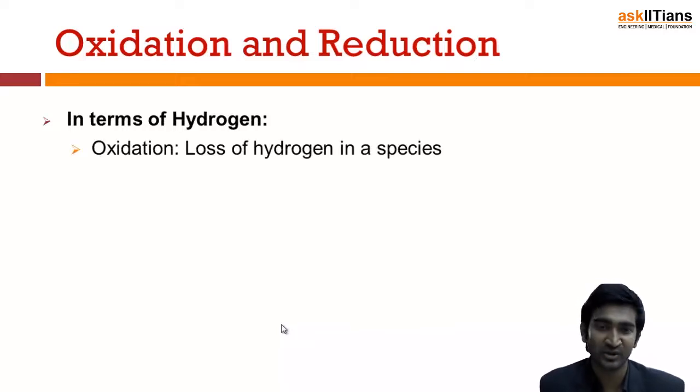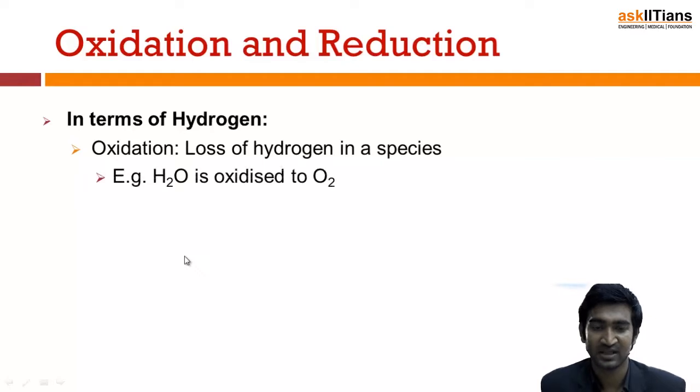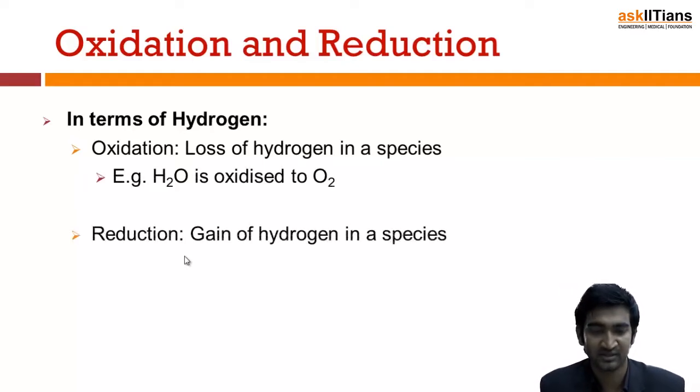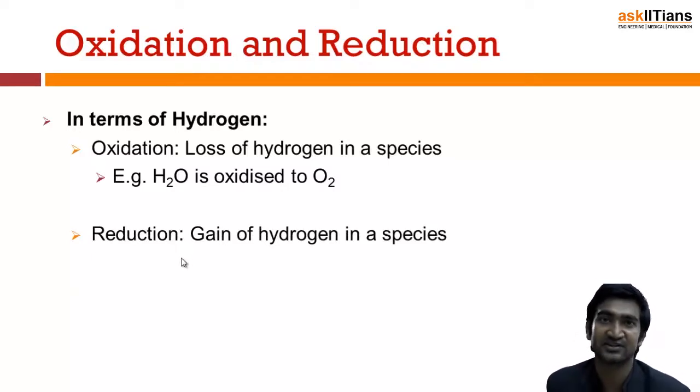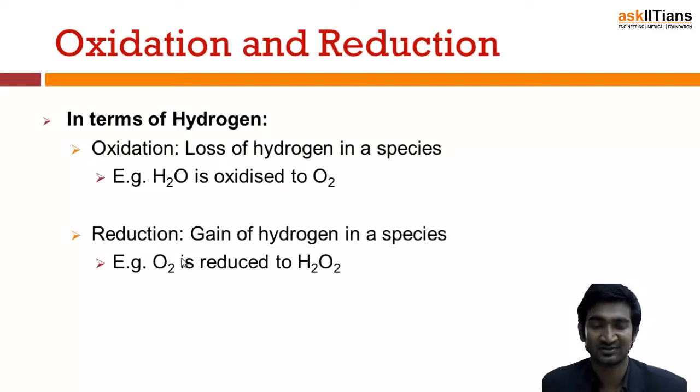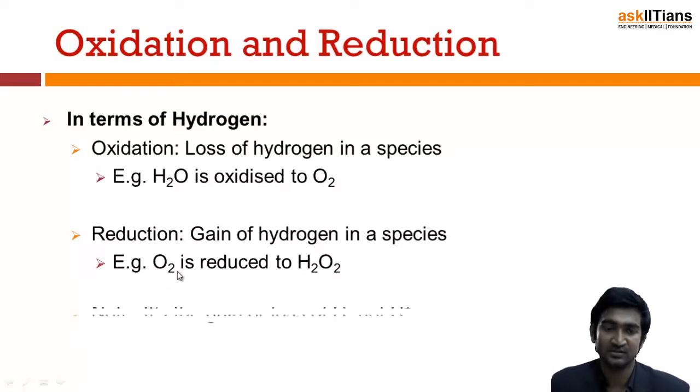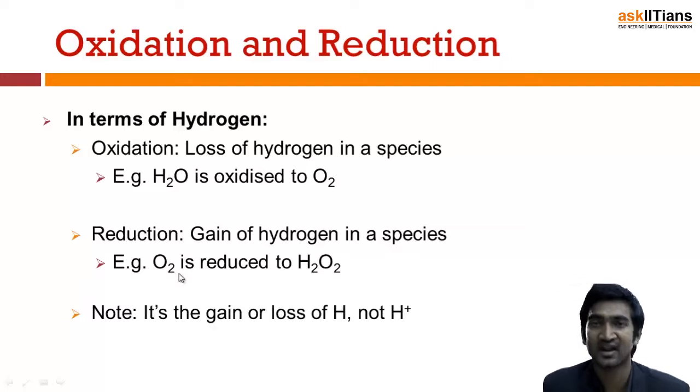So in terms of hydrogen, what is oxidation? The loss of hydrogen in a species. Like for example, H2 is oxidized to O2, hydrogen is lost. And when I have gain of hydrogen, then I say that species is reduced, like O2 is reduced to H2O2. H2 plus O2 gives you H2O2. So this is the reduction process. Again, it's the gain or loss of hydrogen atom, not the ion.